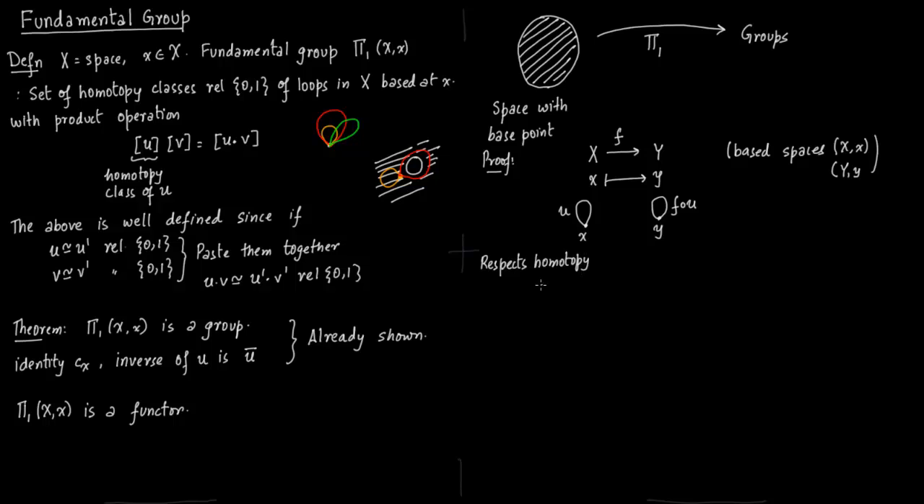Now since f is continuous, it also respects homotopy. So say there are two homotopic loops in space X. Both of these loops, say u and v, are based at point x. And u is homotopic to v. So map f will carry the base point to y and these homotopic loops to homotopic loops. So f of v and f of u are homotopic to each other. This just follows from the continuity of f.